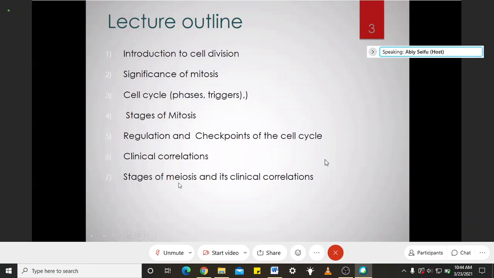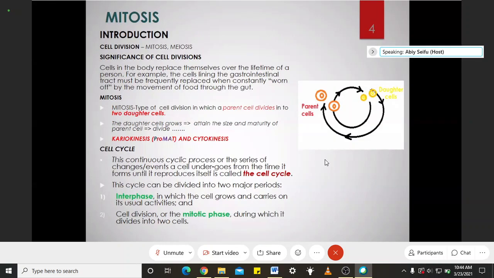The stages of meiosis will be discussed, and the details will be discussed in gametogenesis. Cell division is of two types in general: mitotic cell division and meiotic cell division. The mitotic cell division occurs in somatic cells, resulting in the formation of two daughter cells which are genetically identical. The other one occurs in germ cells, and it results in the formation of four genetically different gametes.